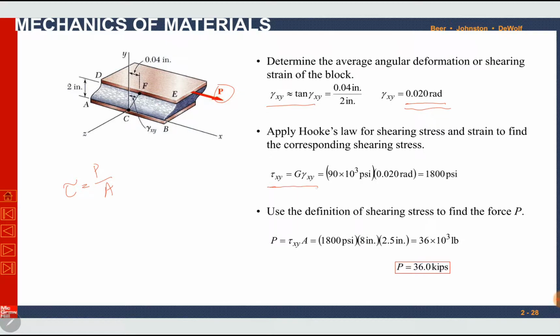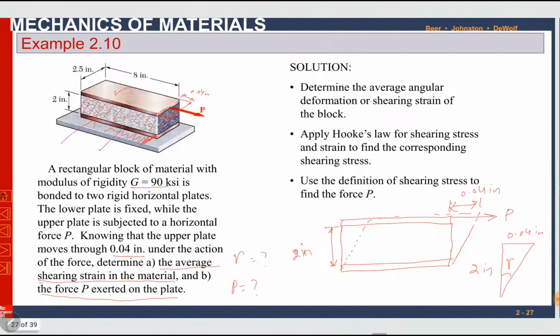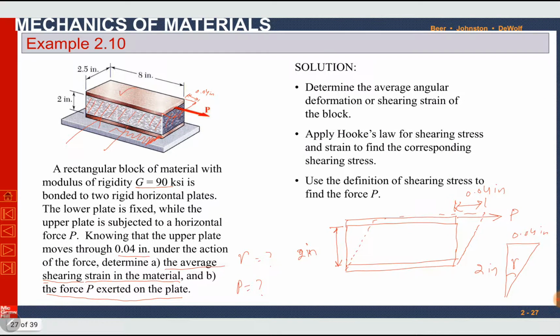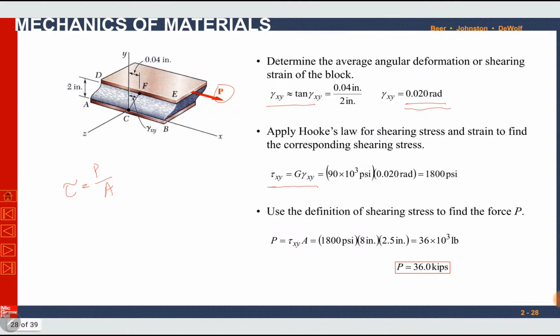Shear stress is equal to G into shear strain. G is given in the problem, which is 90 into 10 power 3 psi. So 90 into 10 power 3 psi multiplied by 0.02 radians. So the value of shear stress is 1800 psi. Load P is equal to shear stress into area. Shear stress is known, 1800 psi.